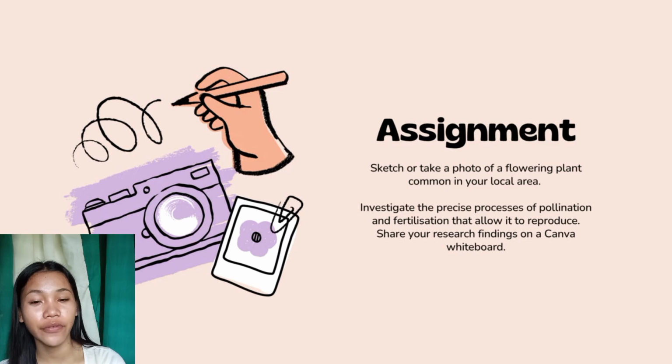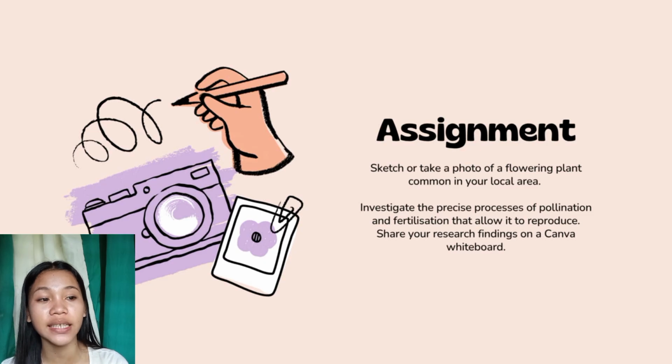And now I'll be giving you a task or assignment. All you have to do is to sketch or take a photo of a flowering plant common in your local area. Investigate the precise processes of pollination and fertilization that allow it to reproduce. Am I clear? So this would be your assignment.